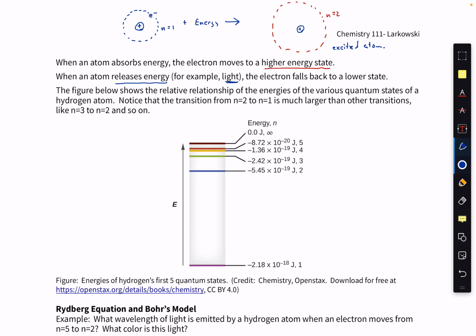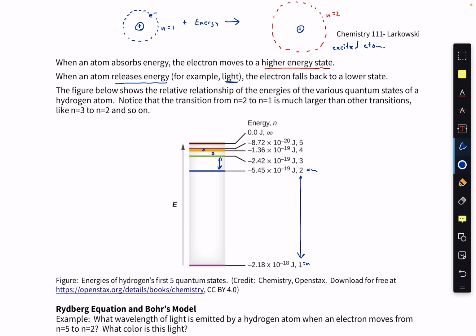So notice the jump, these are our n values here. From n equals 1 to n equals 2, notice that this jump is by far the biggest. The jump between 2 and 3 is shorter. The jump between 3 and 4 is shorter yet. The jump between 4 and 5 is really short.